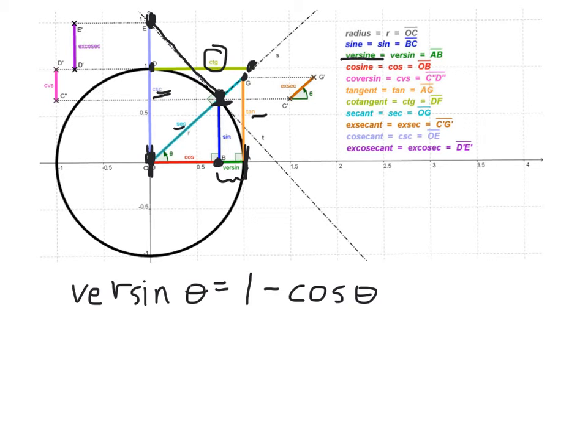And then, of course, there's others that are defined here as well. I'm not sure where or if they are used in any applications, but they are defined. The coversine is right here. That would be the 1 minus sine theta. That's taking our vertical unit radius and splitting it up. This much would be the sine of theta, so 1 minus sine theta would be the coversine.